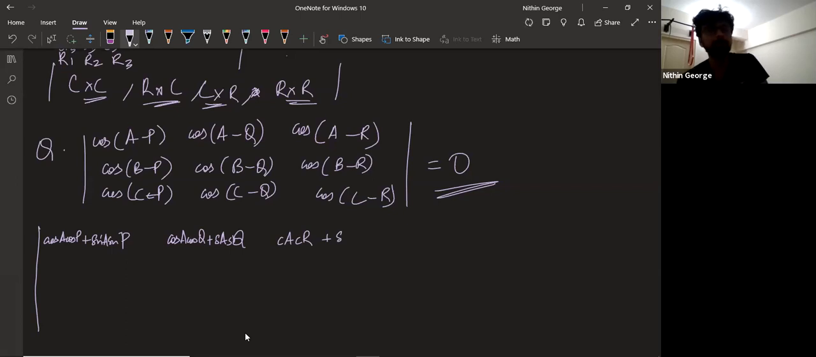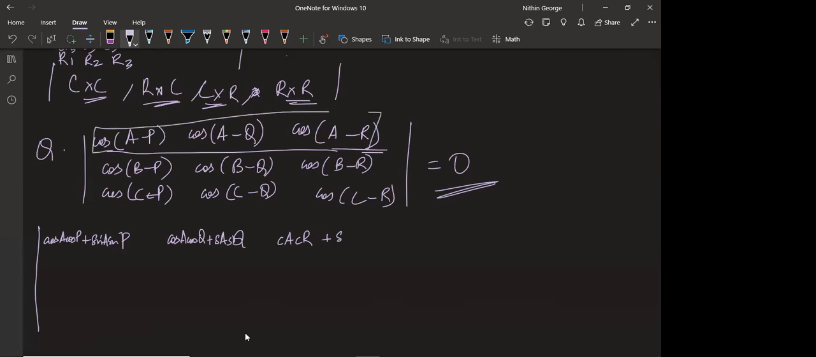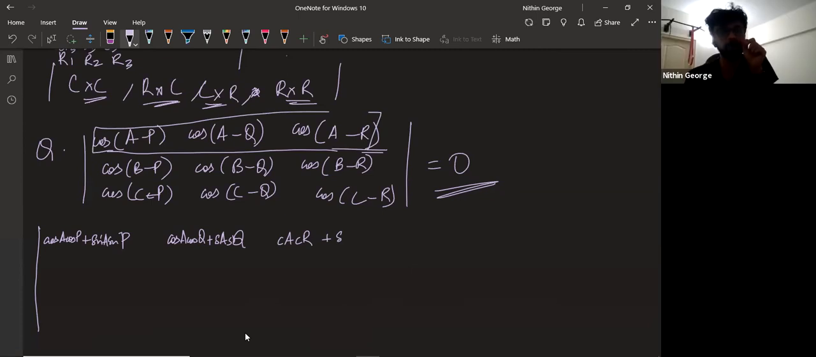No, you can't. You split the determinant such that two rows remain the same, right? Only along one row you can split. Yes, sir. Okay, so only along one row you can split. So you can't do that.